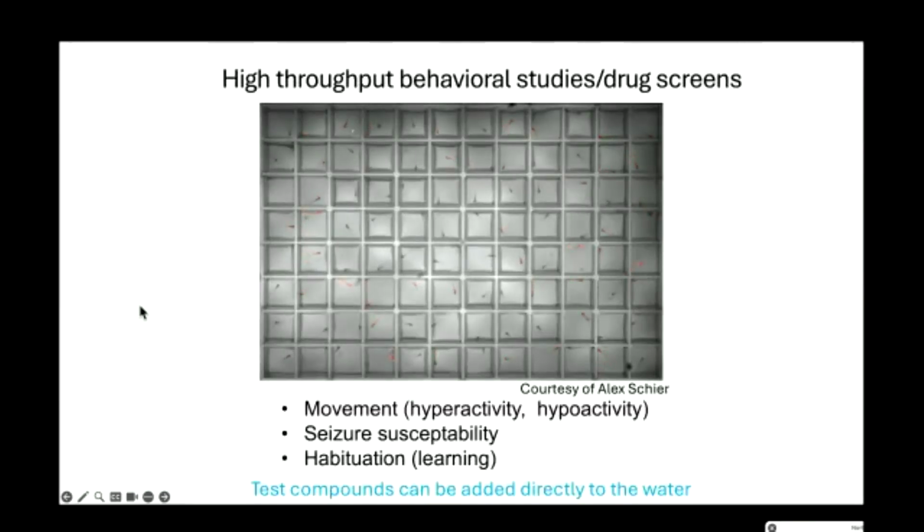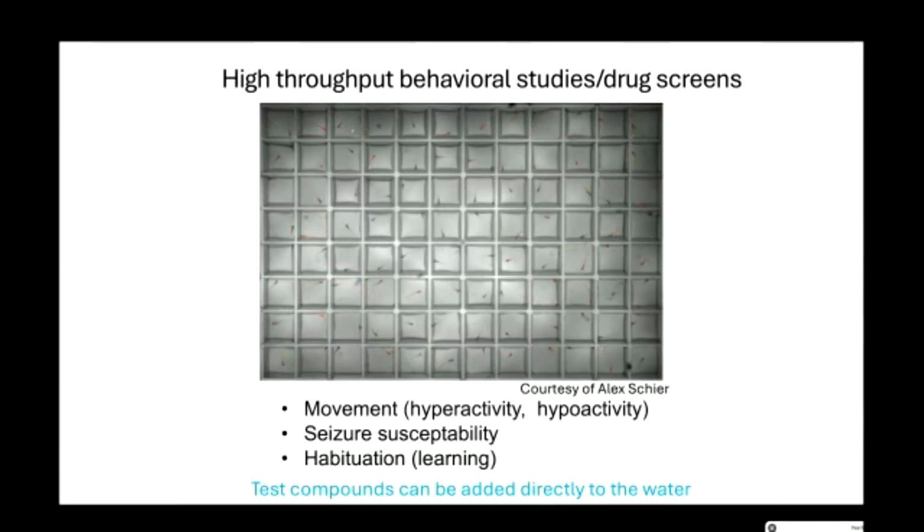The other thing that's really useful is it's a great system for high throughput behavior and high throughput drug screens. What you have here is a 96 well dish, so it's a 12 by 8 array, as was just mentioned, and in each well is a single zebrafish larva at about 6 days old. In this case, these flashes are just to highlight that the fish is moving. Every flash is just moving somewhere.